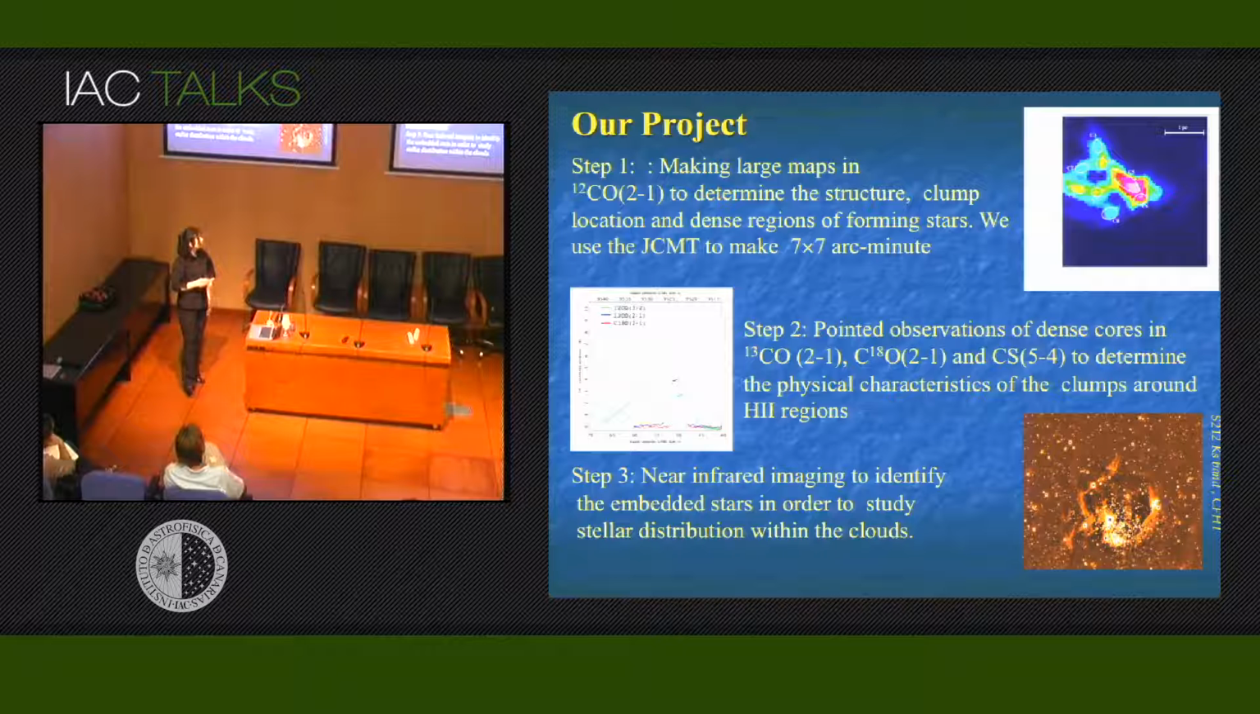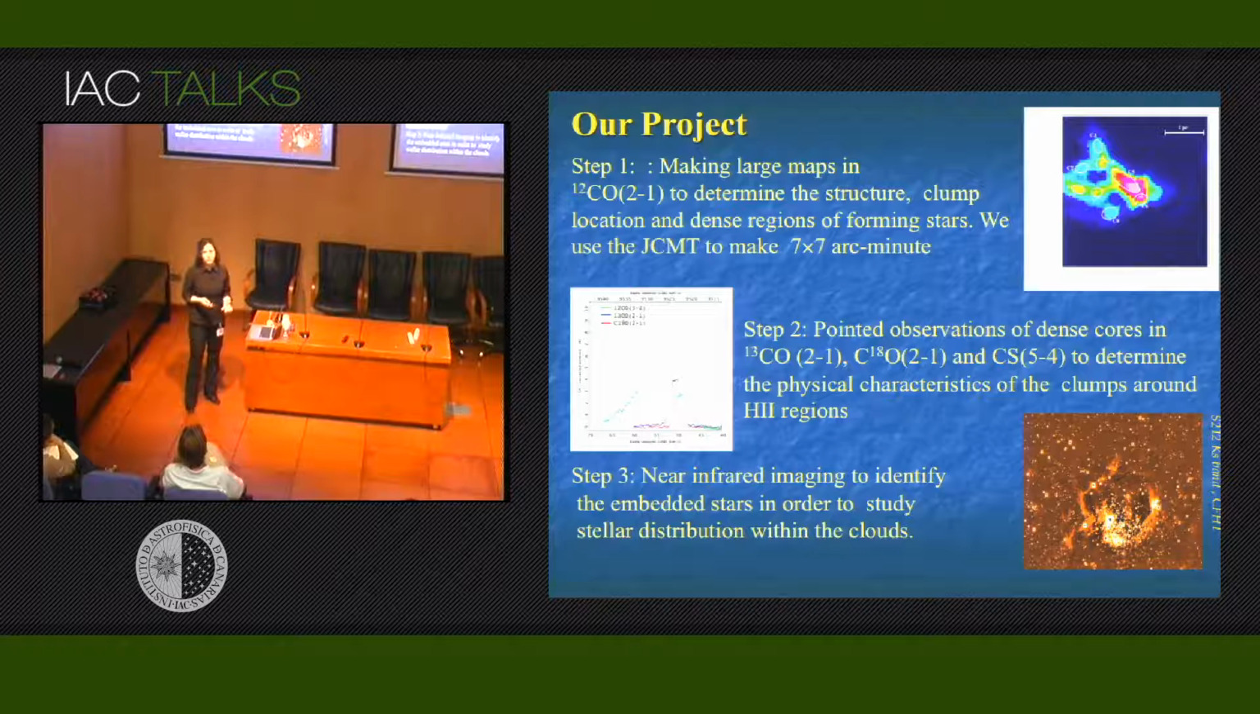But CO itself is not optically thin. It's optically thick, so it's very self-absorbed. And if you look only at CO 2-1, you don't look at the really denser parts of the cloud where the star formation actually happens. Most of this emission is absorbed by the gas, by the envelope around itself. So what we're seeing here is mostly the envelope around the denser regions.